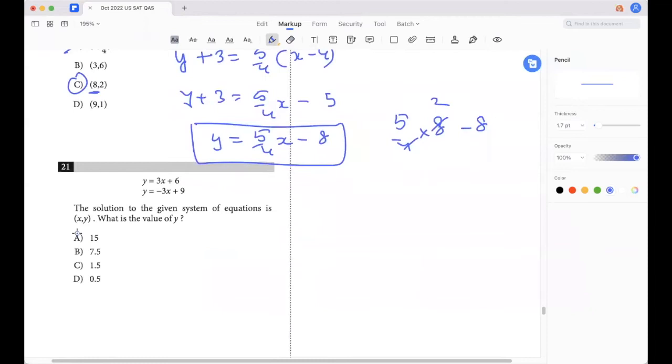The solution to the given system of equations is this. What is the value of y? So you can just add the two equations. 2y is 15. So y is 7.5.